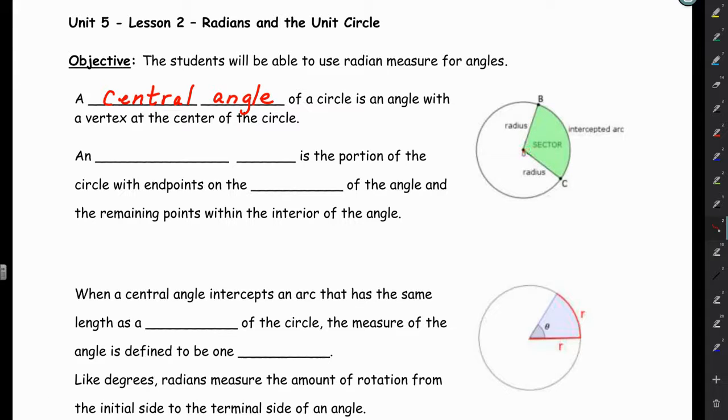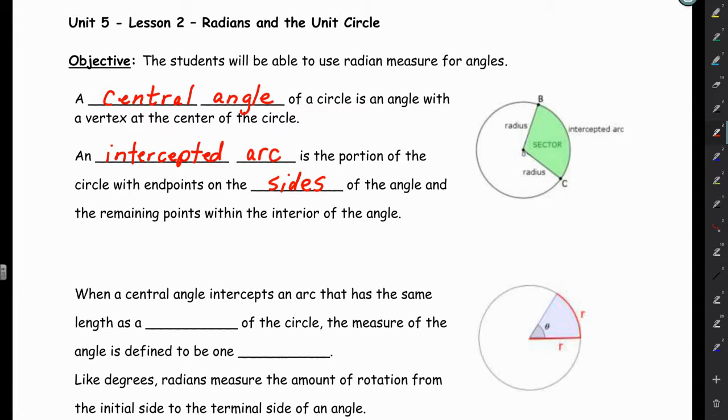An intercepted arc, and here's a demonstration of an intercepted arc, is the portion of the circle with endpoints on the sides of the angle and the remaining points within the interior of the angle. So that's some geometry vocabulary that you need to remember before we talk about radians.